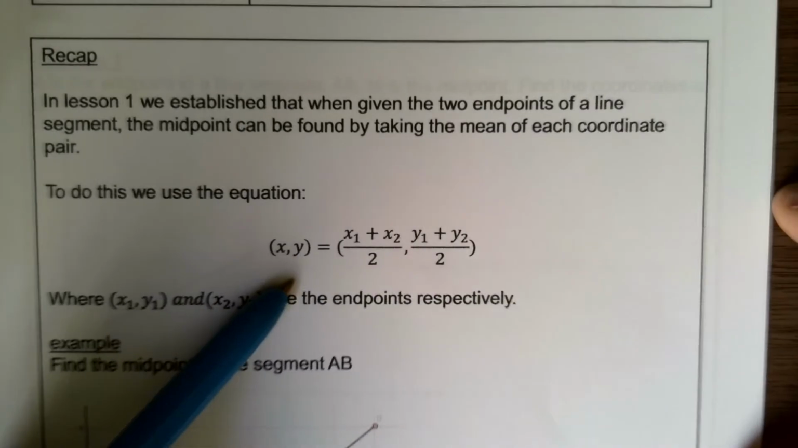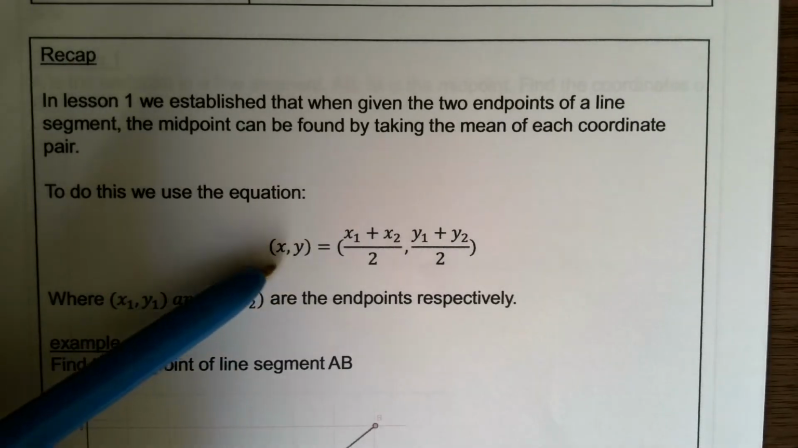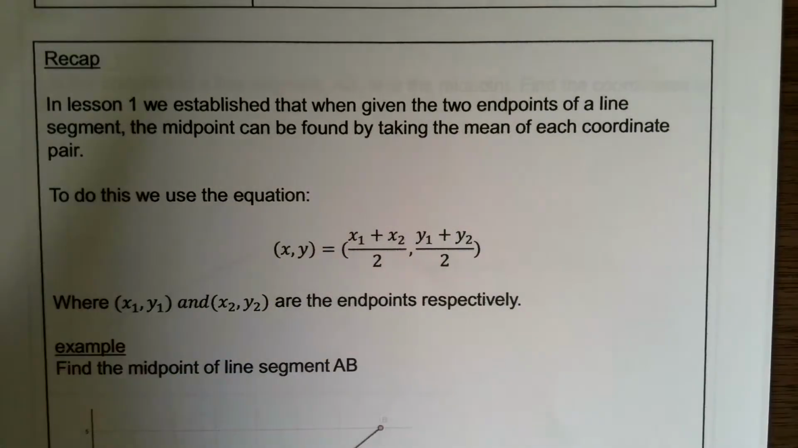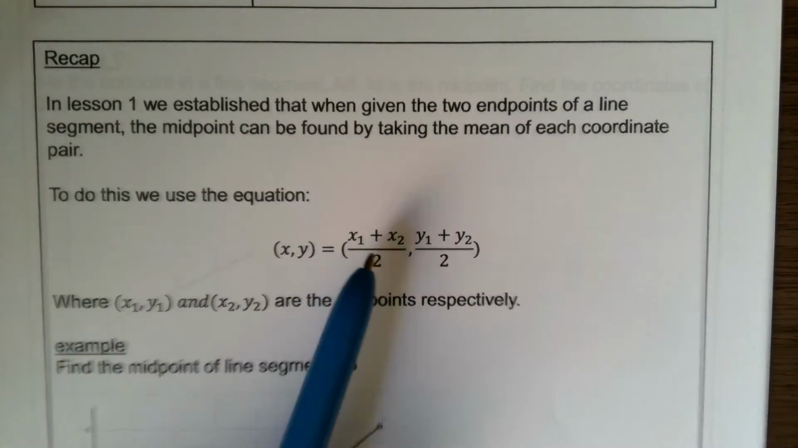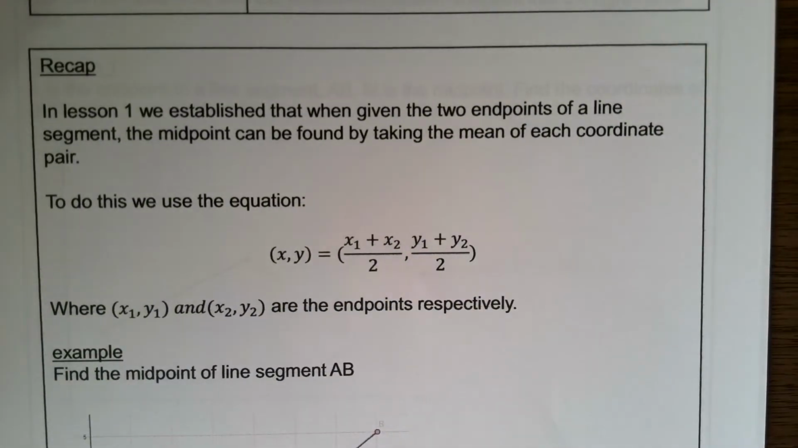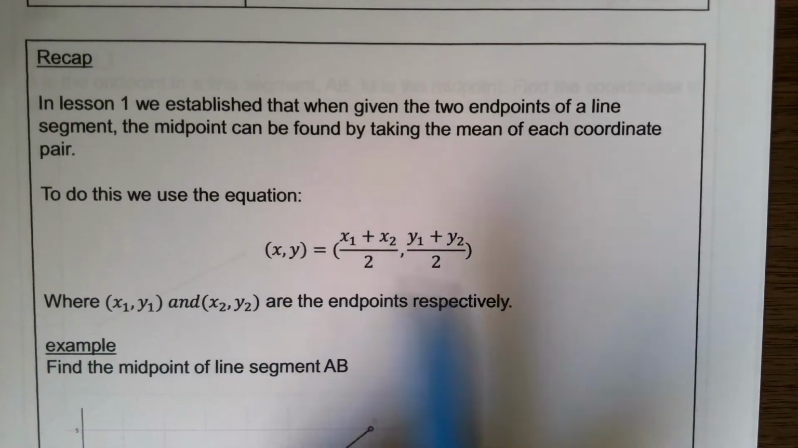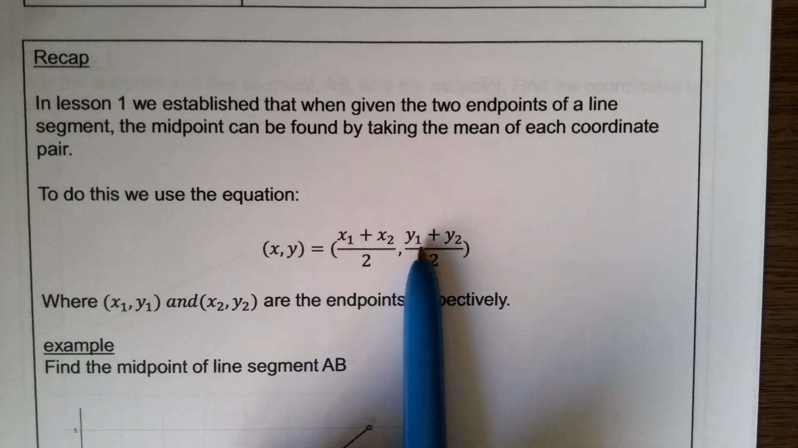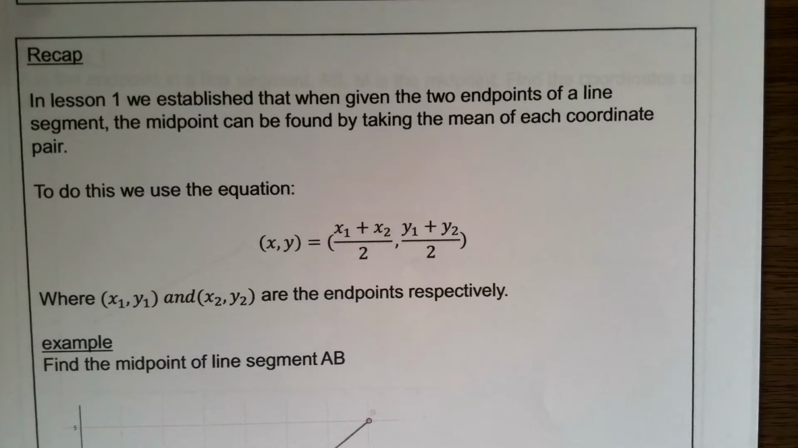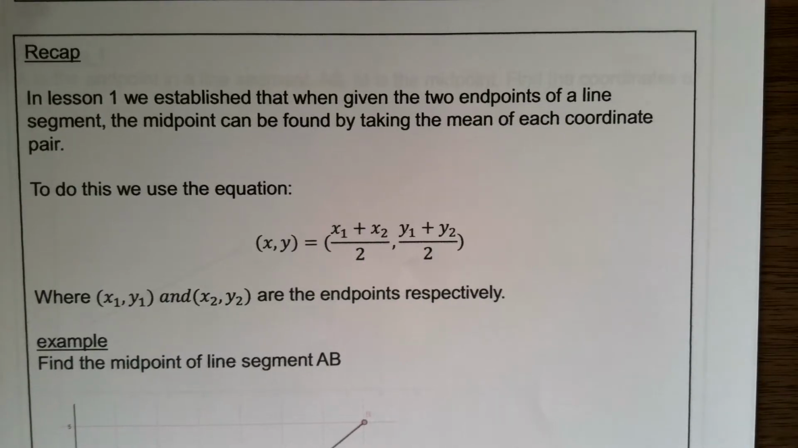So you should be familiar with the formula that we've been using. To find the coordinates of the midpoint x, y, we take the x coordinate of each endpoint, add them together and divide by 2 to give us the mean or the average. And for the y coordinate we do the same. We take the y coordinate of each endpoint, add them together and then divide by 2 to get the average, which will find that midpoint. So let's just look at an example before we move on to how to do finding the endpoint.